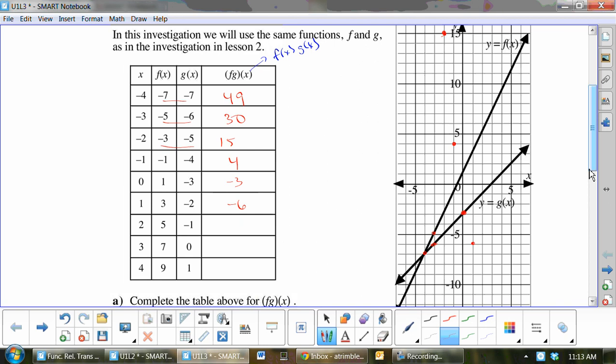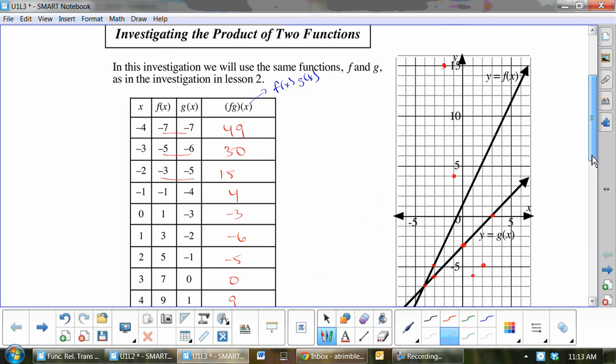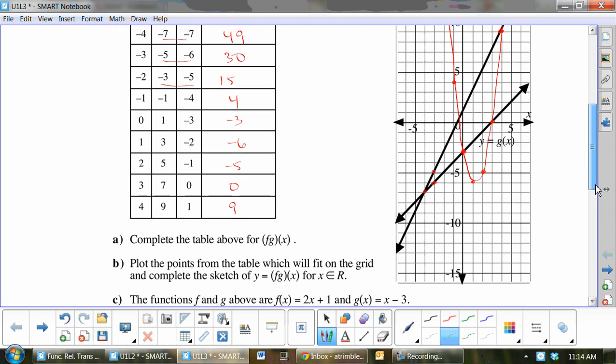Next one, 2, negative 5. Right there. And the next one, 3, 0. 3, 0. And 4, 9. Okay, and you can see from this, and most times two lines will do this, when you multiply them, you get a parabola. A parabola. Okay.